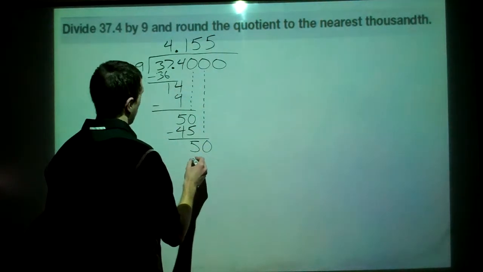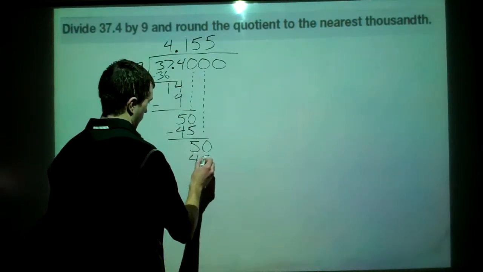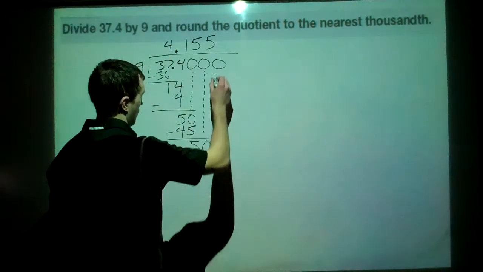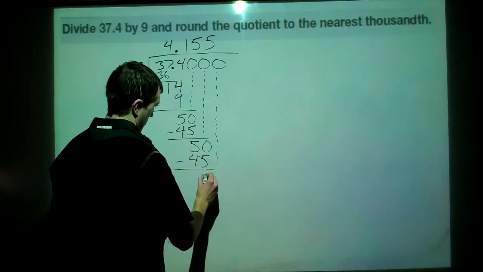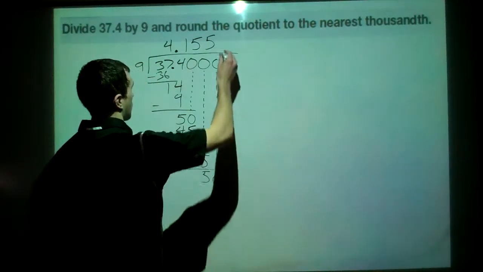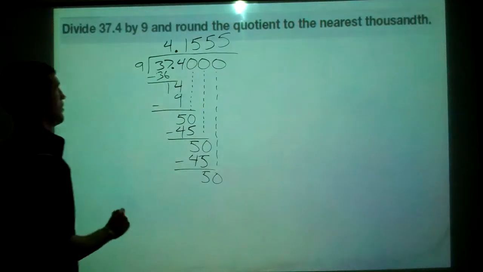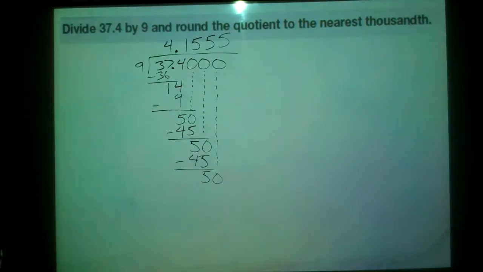And we will get 45 again. And we'll drop this down after we get 5. And we should get another 5. So 4.1555. And we're going to round that to the thousandths place.